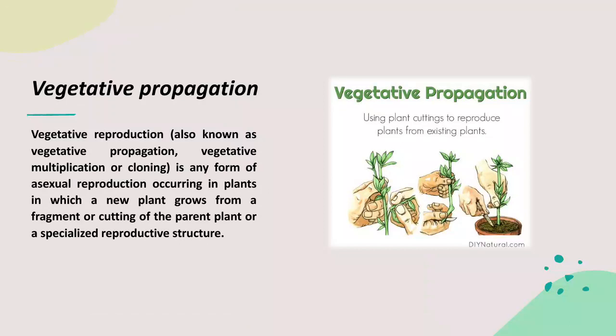Vegetative propagation, you can observe here in the diagram. Vegetative reproduction, also known as vegetative propagation, vegetative multiplication, or vegetative cloning, is any form of asexual reproduction occurring in plants in which a new plant grows from a fragment or cutting of the parent plant or a specialized reproductive structure.